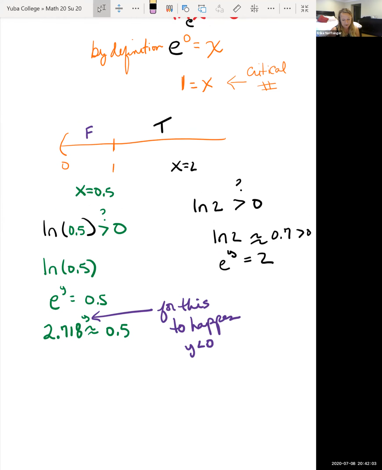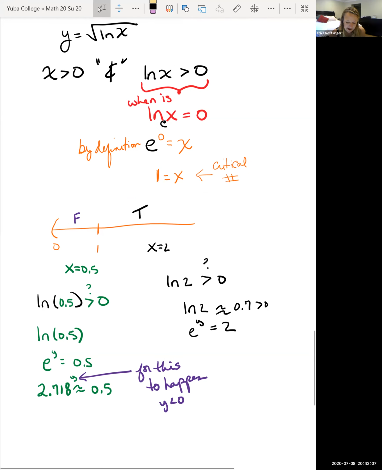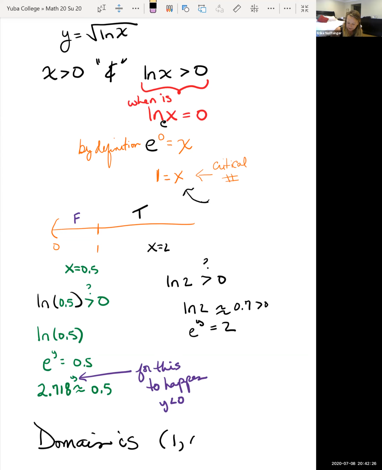And so for our domain, x has to be greater than 0, and the natural log of x has to be greater than 0, and that's when x is greater than 1. So our domain is 1 to infinity, not including 1.